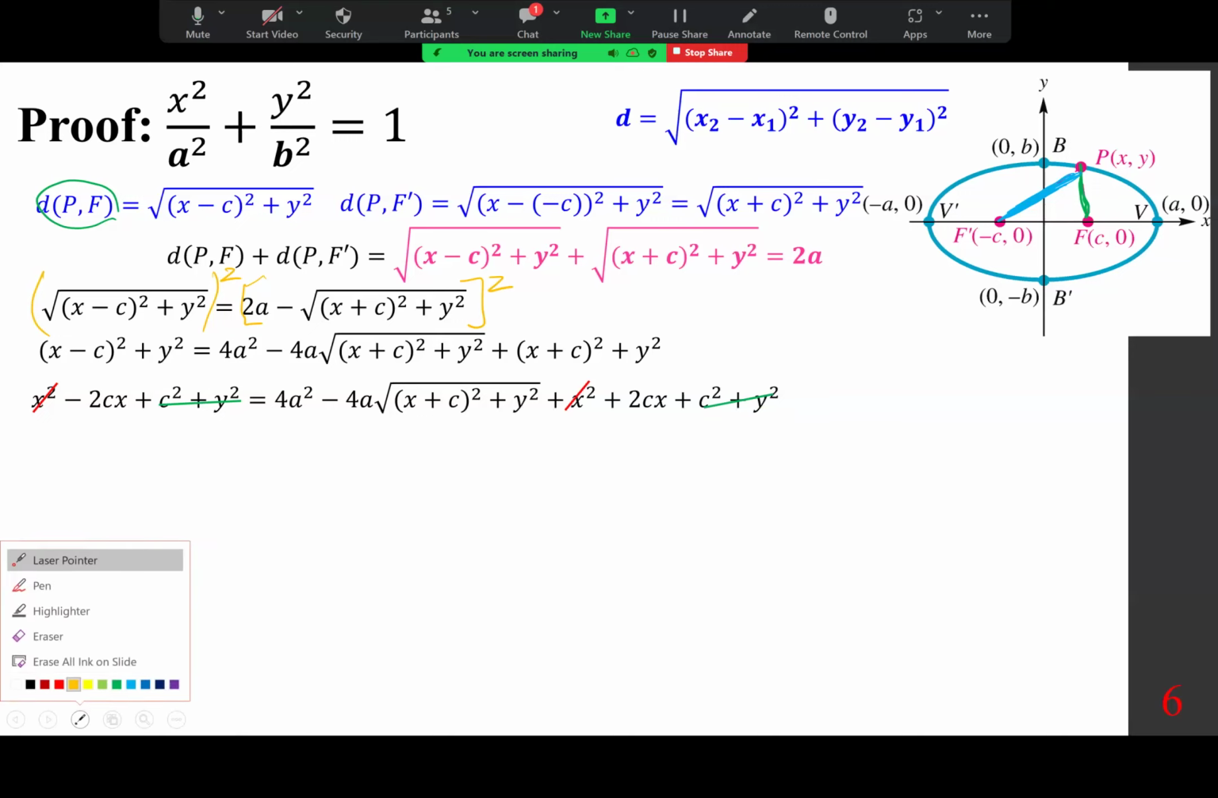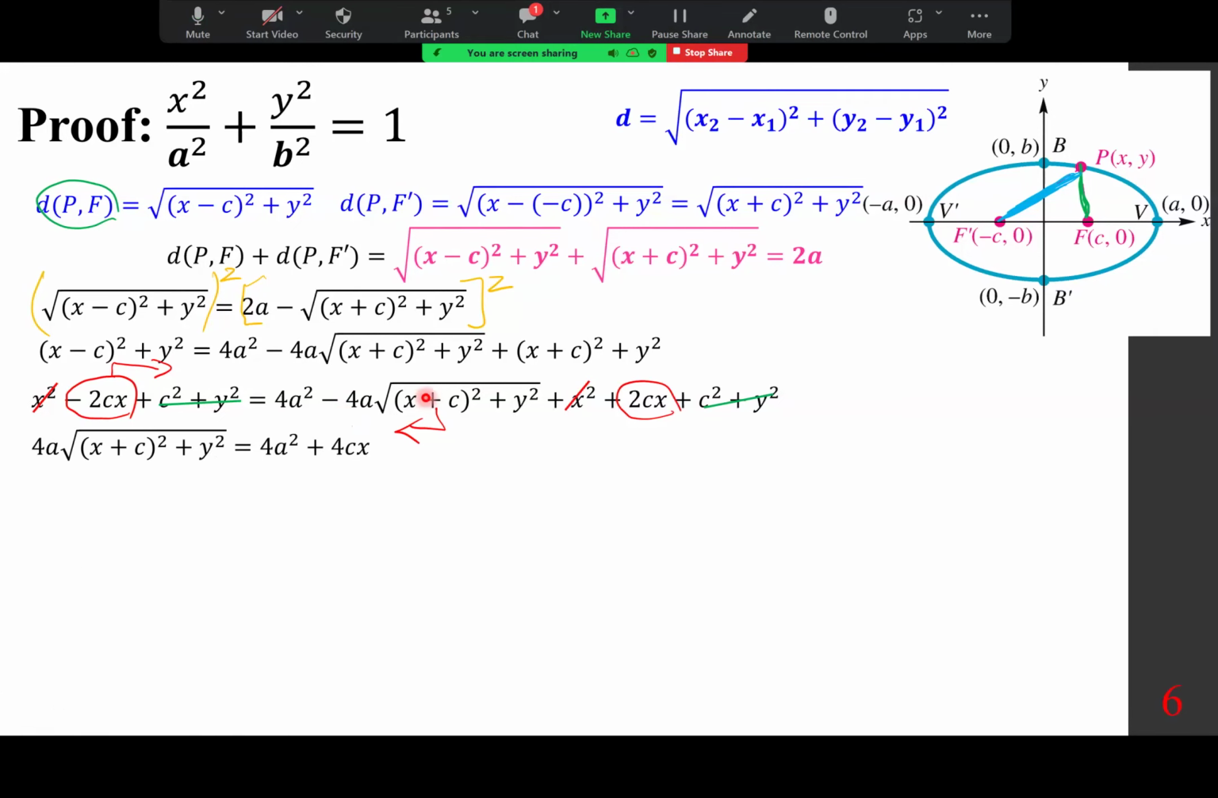Now, if I move this one to the right, I can add it to this one, make it plus 4cx. If I move this to the left, the sign becomes positive. So this moves, becomes positive. This moves, becomes positive, with this adds up to 4. We can divide both sides by 4.